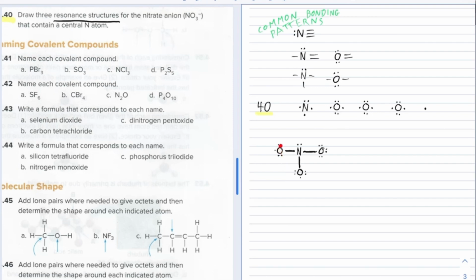So think symmetry. How about this? Let's take this electron and one of these electrons and form a double bond.